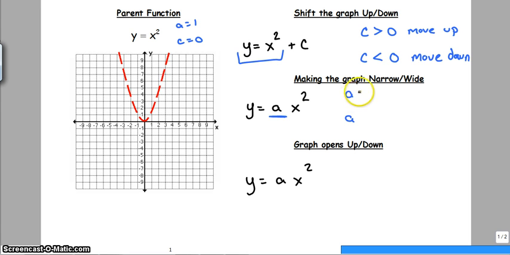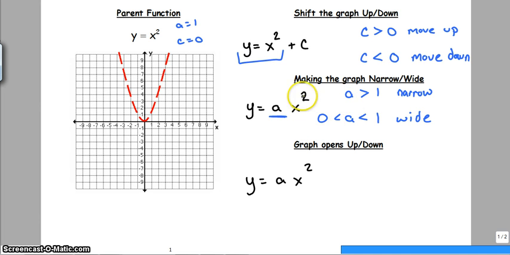If a is greater than 1, it's going to be a narrow parabola. When a is less than 1, keep in mind it's still going to be bigger than 0. So it's going to be bigger than 0 but less than 1. Now it's getting really wide. So it's going to be a fraction or a decimal that's less than 1.